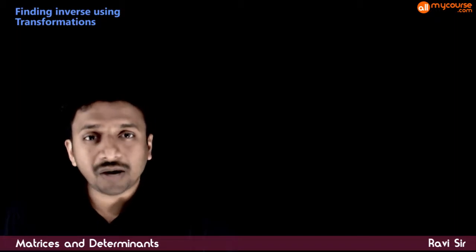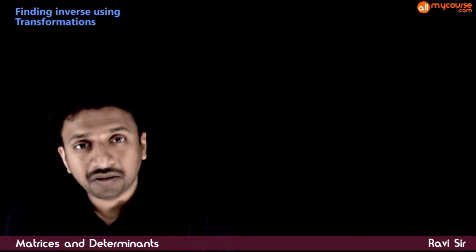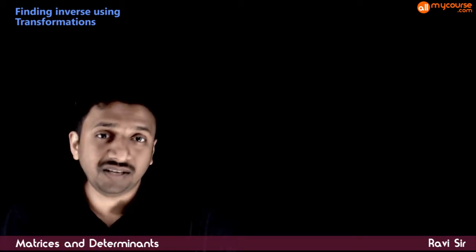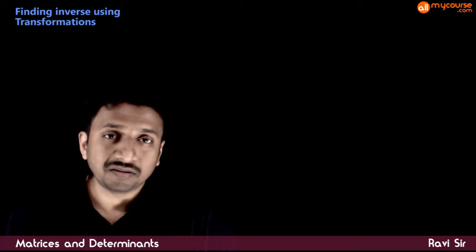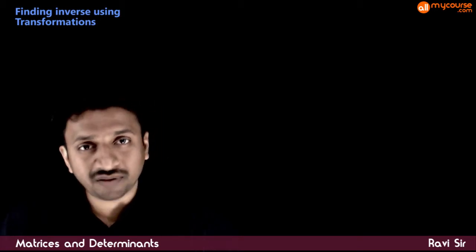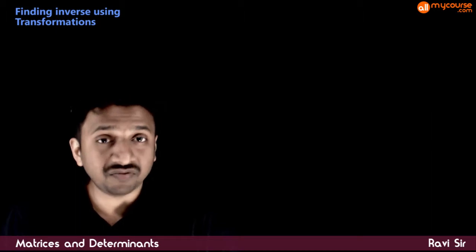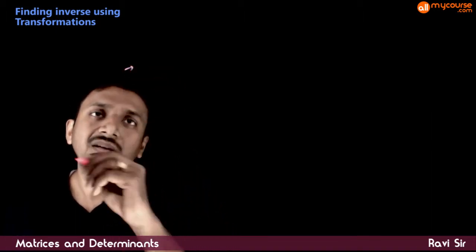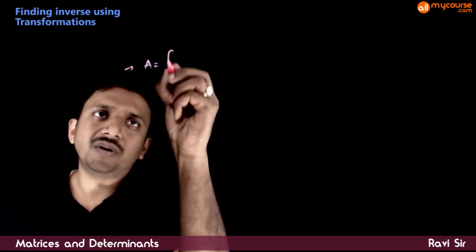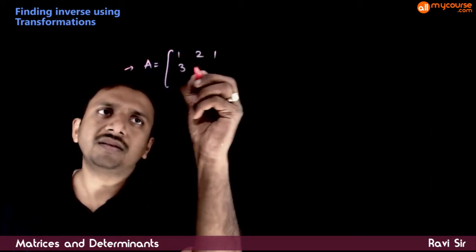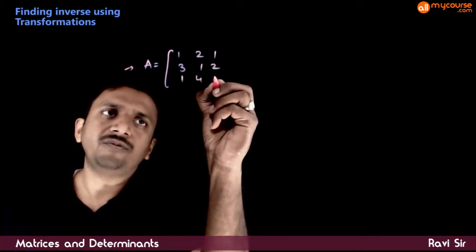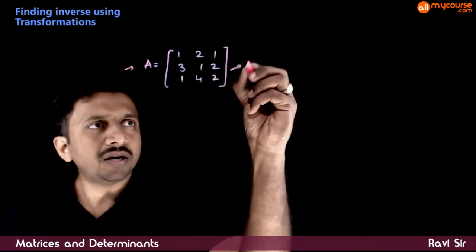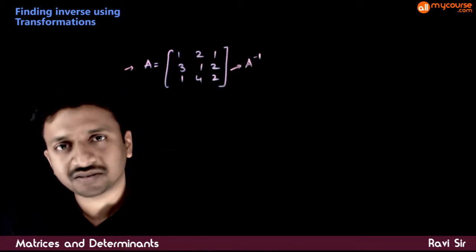The interesting thing about transformations is that you can find the inverse of a given matrix using these transformations. So let us look at the process by which we can find the inverse of a matrix using these transformations. So let us take an example. A is equal to 1 2 1 3 1 2 1 4 2. So let us say that you want to find the inverse of this matrix.